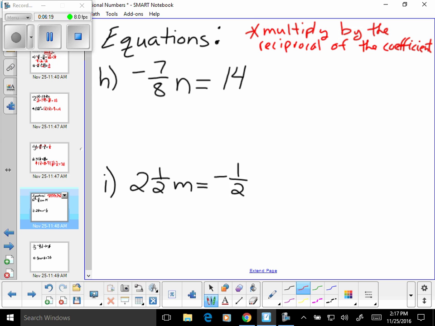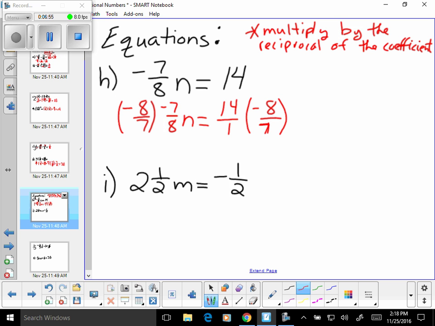If I look at my equation in H, it's really a simple multiplication equation. Don't forget the negative sign. Some of you are in bad habits of dropping that negative sign, but it's got to go with you. The coefficient here is negative 7 over 8, so I have to multiply both sides by negative 8 over 7. Again, change the 14 to 14 over 1 rather, and then I'm going to go negative 8 over 7.